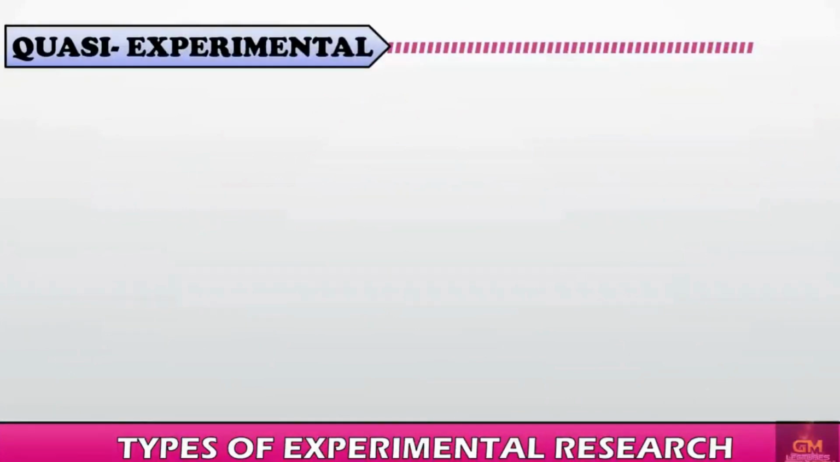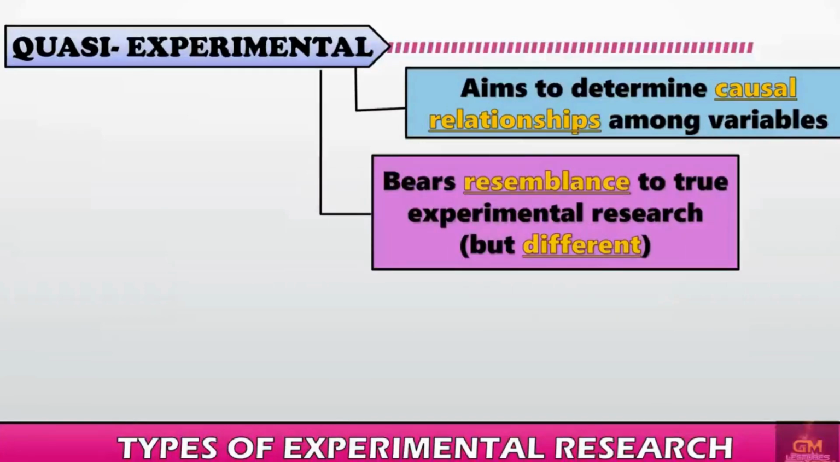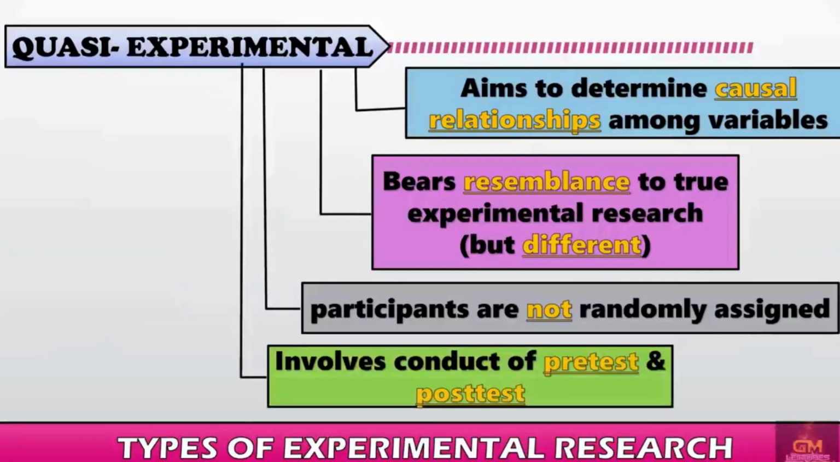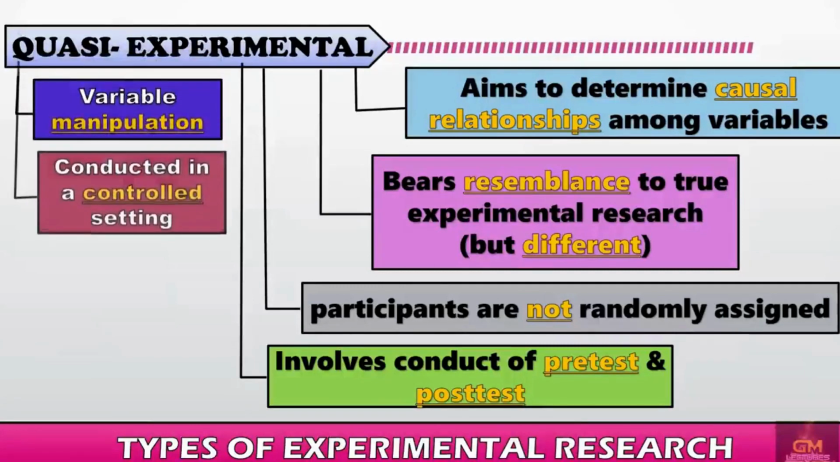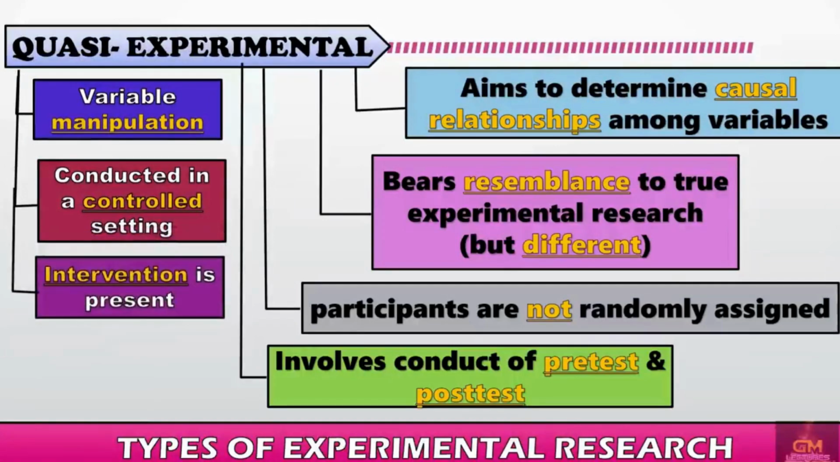Another experimental research design is quasi-experimental research. Similar to true experimental research, quasi-experimental research aims to determine causal relationships among variables. It bears resemblance to true experimental research but is different because in quasi-experimental research, participants are not randomly assigned and it involves the conduct of pretest and post-test. Furthermore, other characteristics of the quasi-experimental research involve variable manipulation. It's also conducted in a controlled setting and intervention is also present.